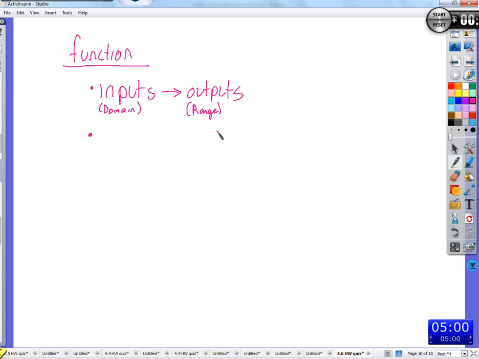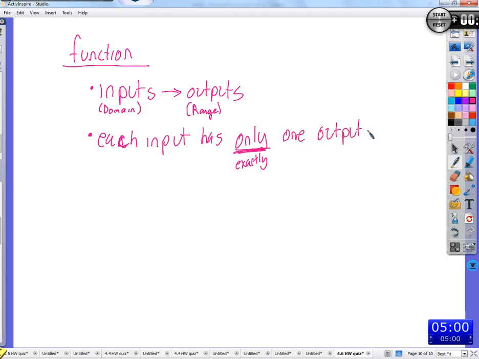Okay, that's that part. That's a lot of vocab there. There is one extra part to the definition that we have to meet to be a function. Each input is paired with only one. Each input, like if an input would be a 3 or a 7 or whatever, has only, or you could say exactly, one output.